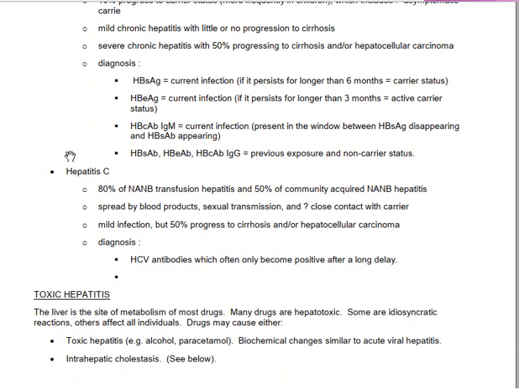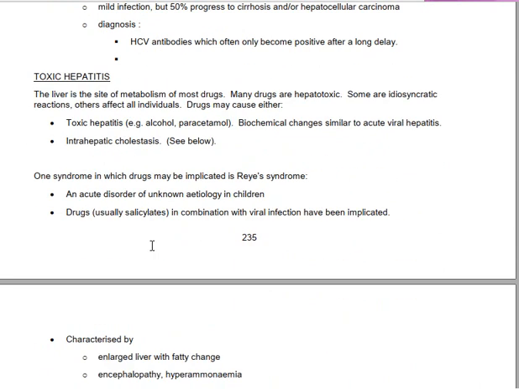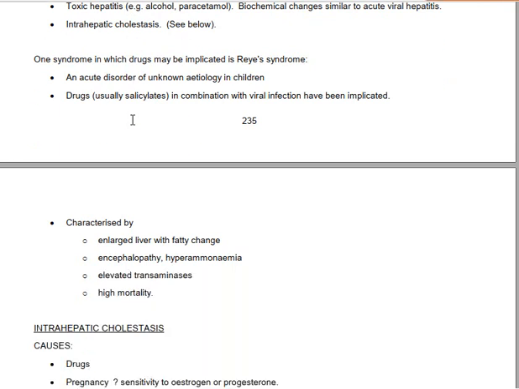Now for hepatitis C, to make a diagnosis, you have hepatitis C antibodies, which are found in the blood, and you have hepatitis C virus antigen by PCR. For toxic hepatitis, you need to know the liver is a site of metabolism of most drugs. Toxic hepatitis can occur when you take excessive alcohol or paracetamol, and it can also occur in cases of intrahepatic cholestasis.